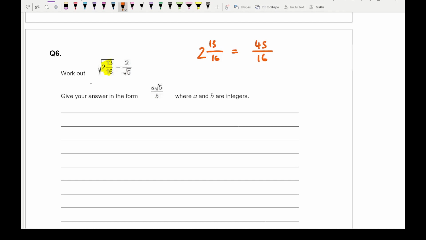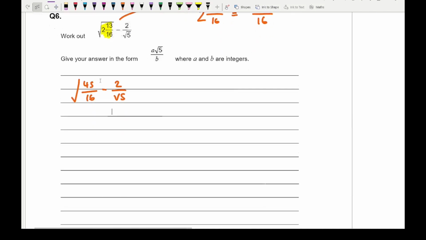So then replacing that, what we get is root of 45 over 16 minus 2 over root 5. Now there are several ways in which to do this answer. So if you get to the final answer and you get the right numbers or the coefficients of a and b, then that's going to be absolutely fine. There's a good chance you've done it right, but your method might be different to mine. Yours might be quicker, mine might be longer, or mine might be quicker and yours might be longer, but as long as we get to the right answer, it's all good.